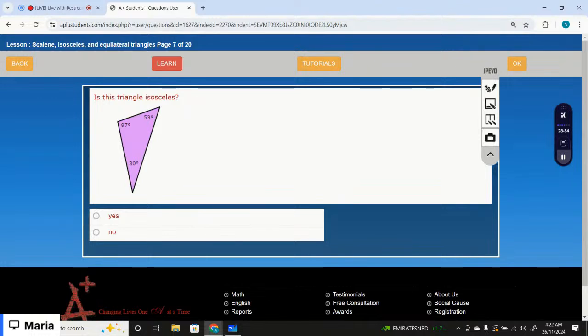Is this triangle isosceles? No, that is not an isosceles triangle. The correct option is no.